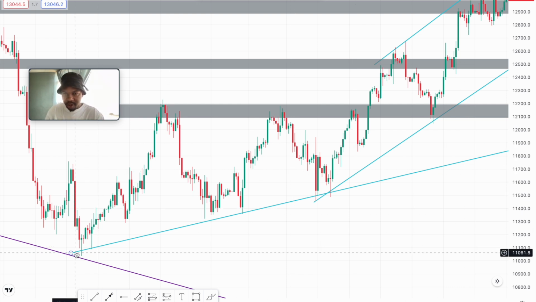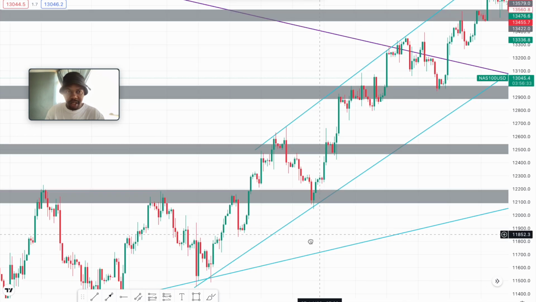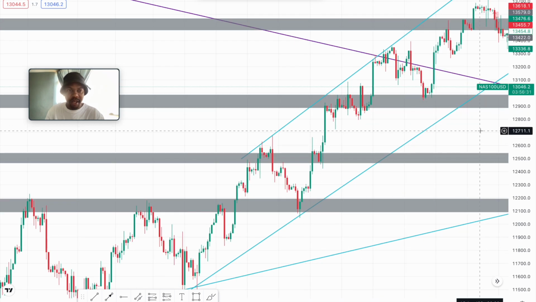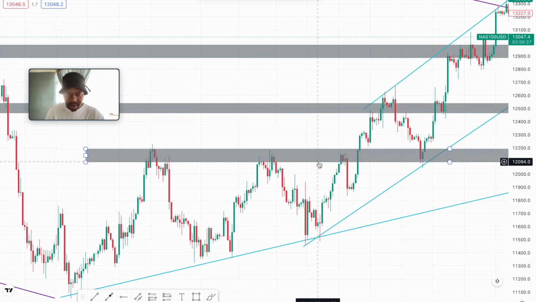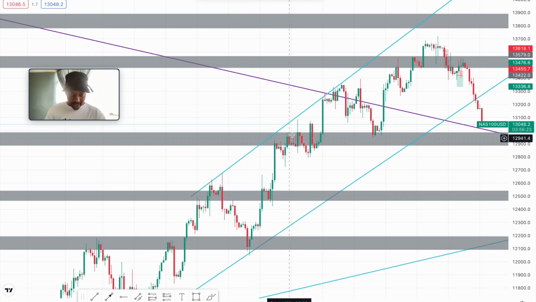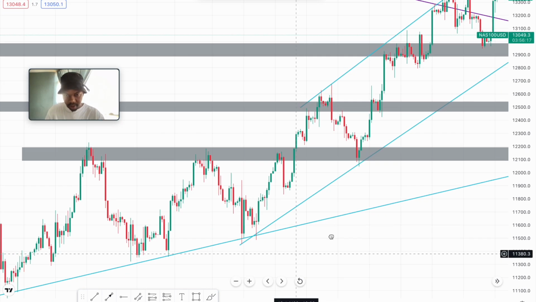So we have this low, and then we have a higher low, and then another higher low, and then another higher low, and then more higher lows. And then as for the highs, we have equal highs, but then after that we have more higher highs, and higher highs, and higher highs right there. You feel me? So that's what's going on right now.